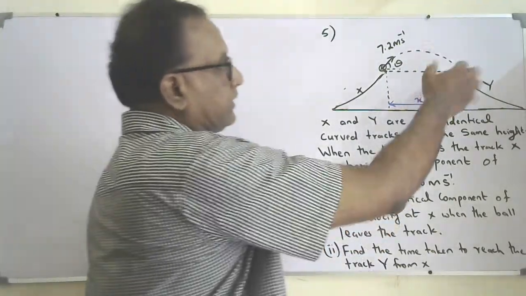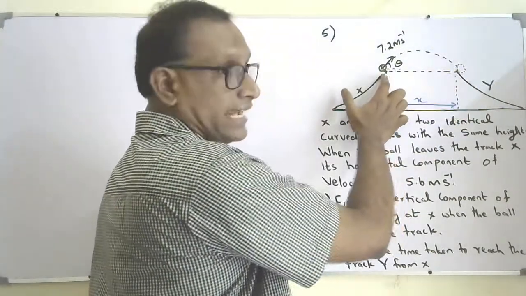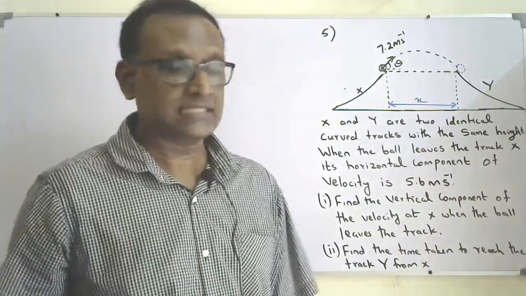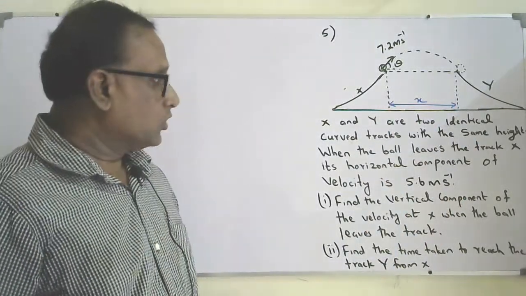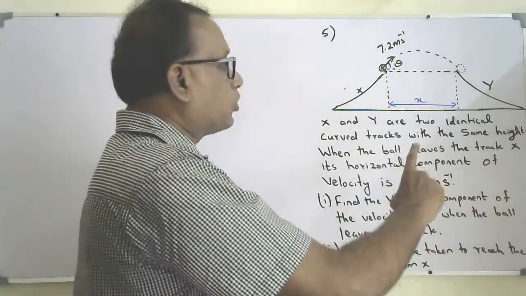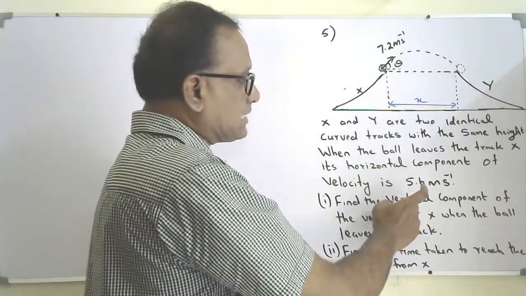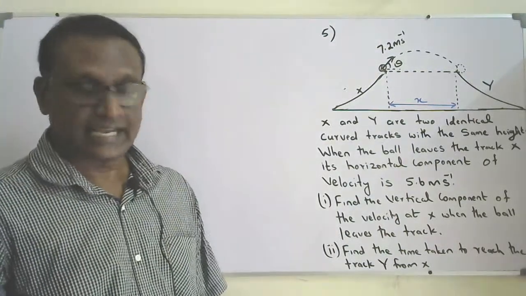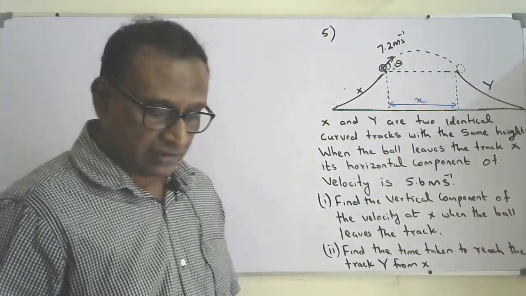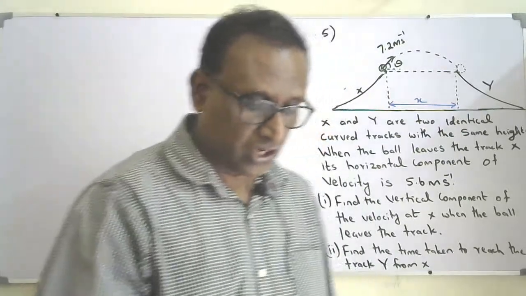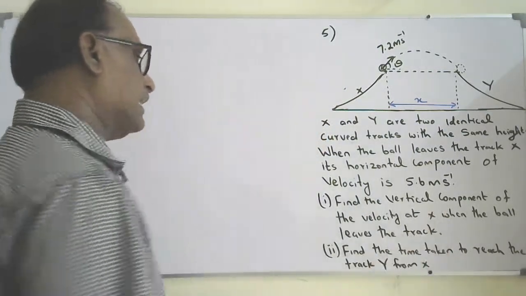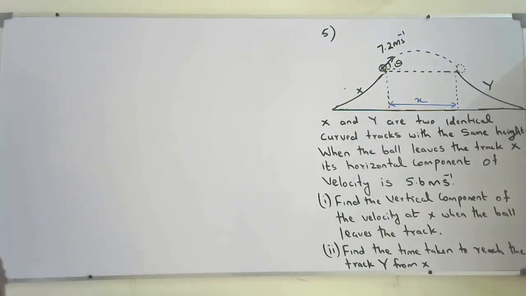The horizontal distance between the edge of X and the edge of Y is x. It is also given that the horizontal component of the velocity is 5.6 meters per second when it is leaving the track X. So the first part: find the vertical component of the velocity at X when the ball leaves the track.